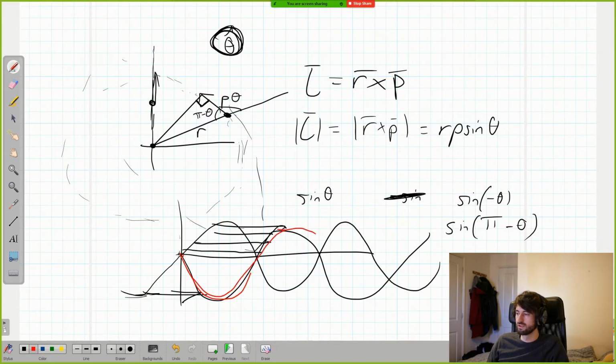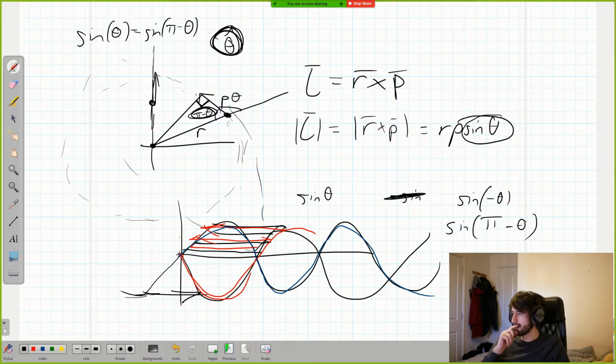We're pulling this back 90 degrees, 180 degrees, whatever. And you'll see we just get sine. It's the same thing. You can look this up yourself. Sine theta equals sine pi minus theta. So the sine of this is actually equal to the sine of this.